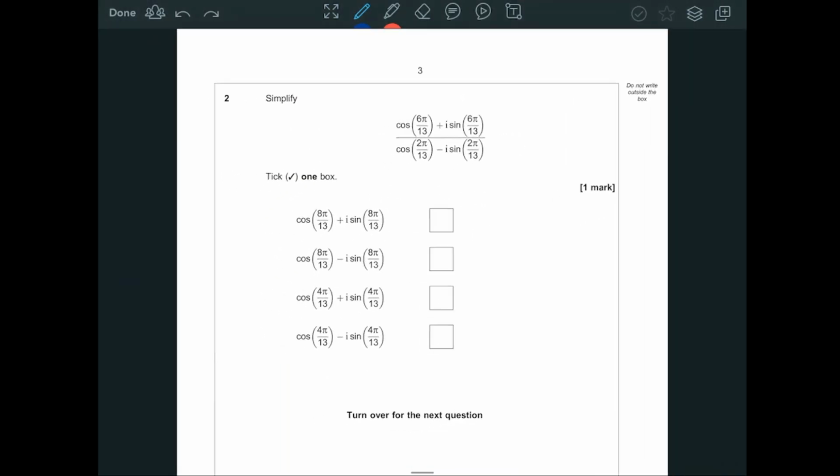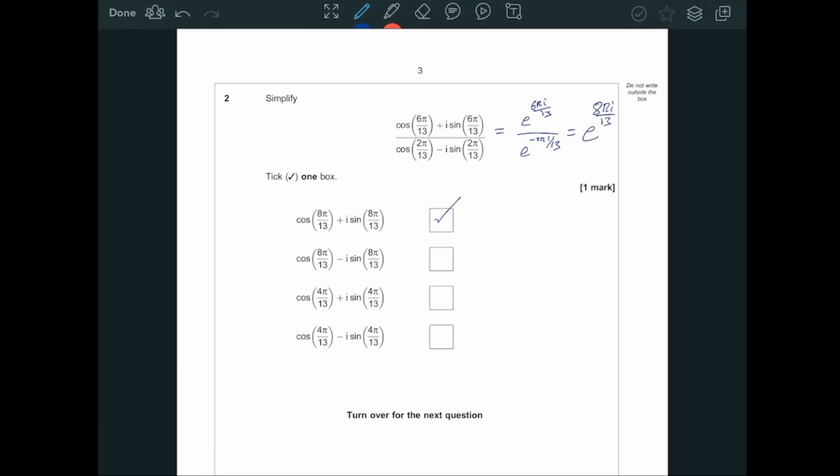Question 2. Simplify that. Probably the simplest way to tackle this is by remembering the exponential form. So this is e to the 6 pi i by 13 over e to the, well, we need to watch out for that minus sign there, so that's e to the negative 2 pi i by 13. Subtract the powers: e to the 8 i pi by 13, which goes back to that form there.